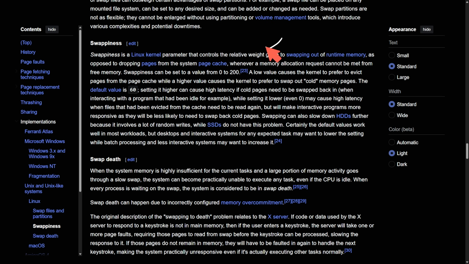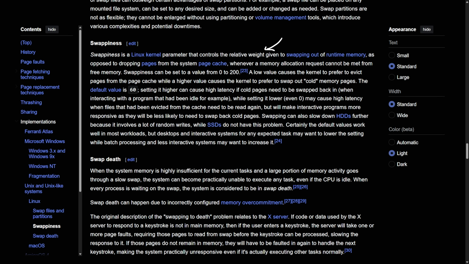And one control parameter that we should talk about is swappiness. Swappiness is a Linux kernel parameter that controls the relative weight given to swapping out of runtime memory, as opposed to dropping pages from the system page cache. Whenever a memory allocation request cannot be met from free memory, swappiness can be set to a value between 0 and 200. Basically, the lower the value, the more likely the kernel is to evict pages from the page cache, while higher values cause the kernel to prefer to swap out cold memory pages. The default value is set to 60.